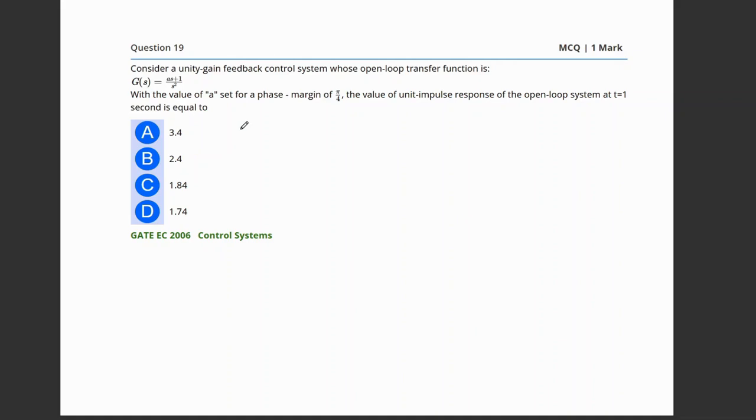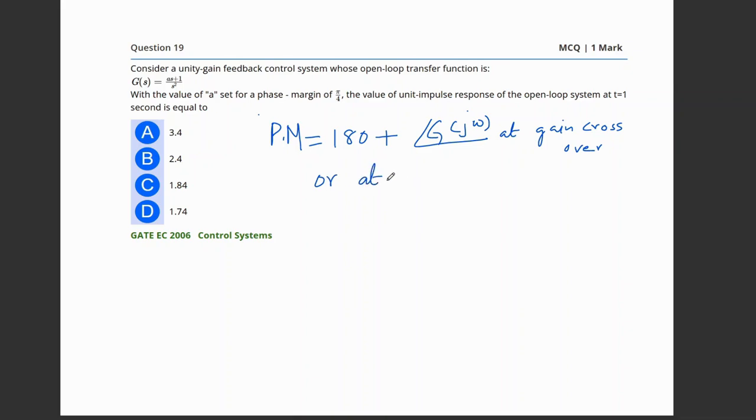Now, what is phase margin? Phase margin is actually 180 plus angle of G of j omega at gain crossover, or at omega when the magnitude of G of j omega is 1.